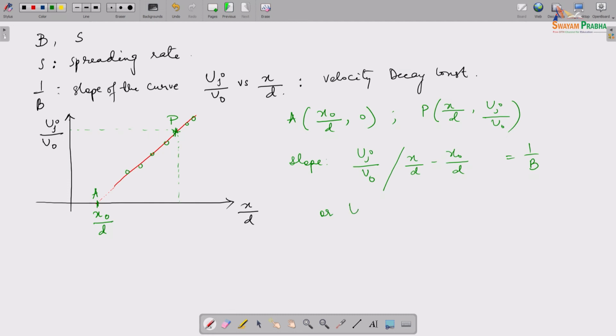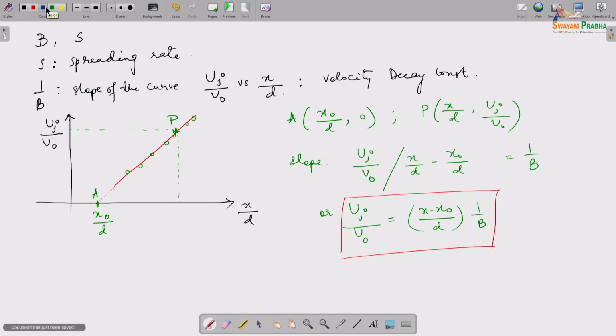So, uj by u naught is equal to x minus x naught by d into 1 by b. So that's something we had come up with, and of course the other one, so that's basically B. This is what we had found out.